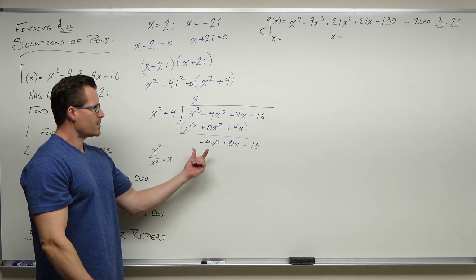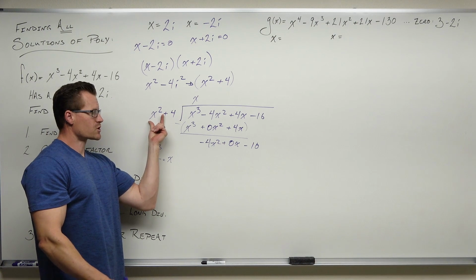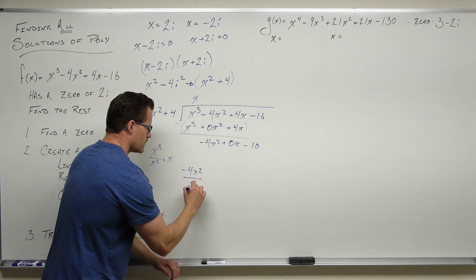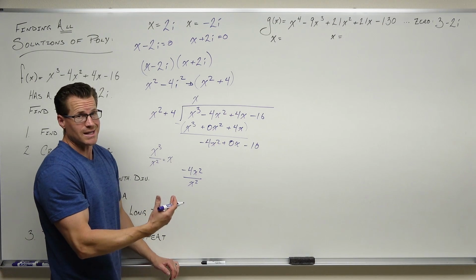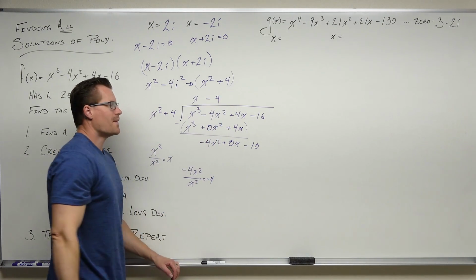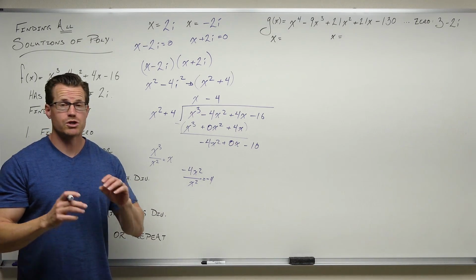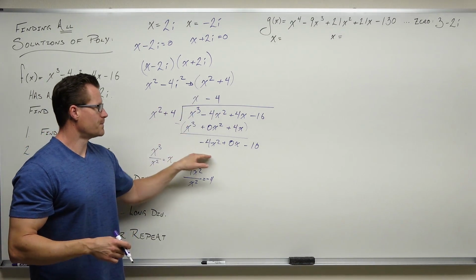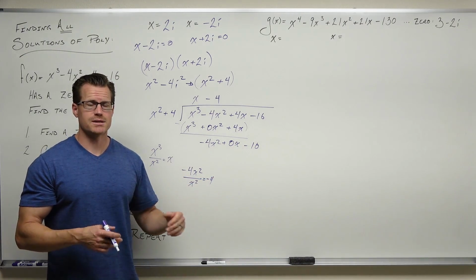And so then I'm going to take my first term and divide it by my first term again. So negative 4x squared divided by x squared. We're going to get negative 4. And so we're going to write minus 4. And that basically completes our division. We're just going to go through the distribution to make certain that what we do gives us a 0 remainder. If it does, then we've done this right.